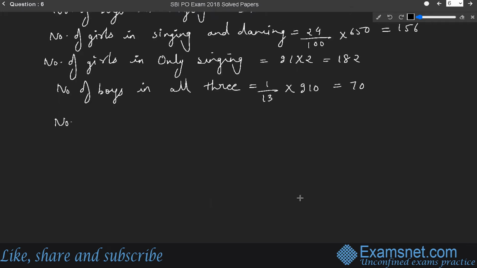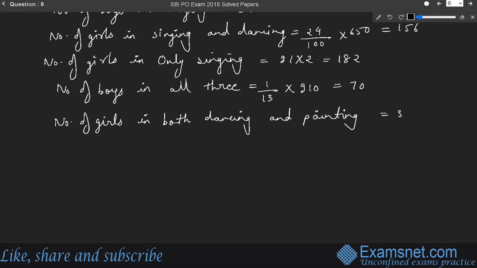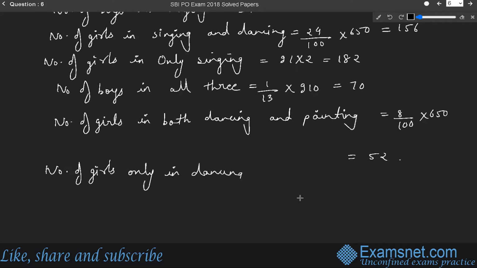Also, number of girls in both dancing and painting will be equal to 8 by 100 into 650. So it will be equal to 52. Also, number of girls only in dancing will be equal to 650 upon 10. So it will be equal to 65.